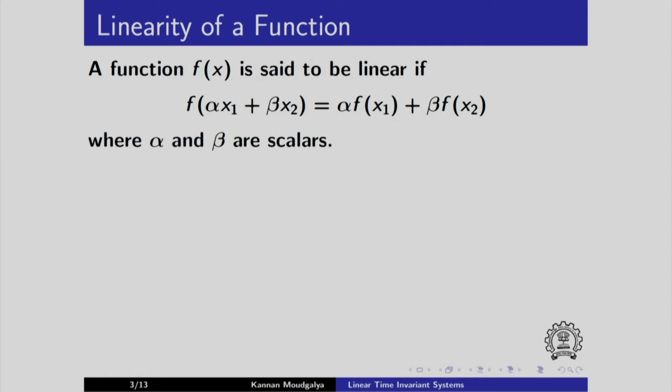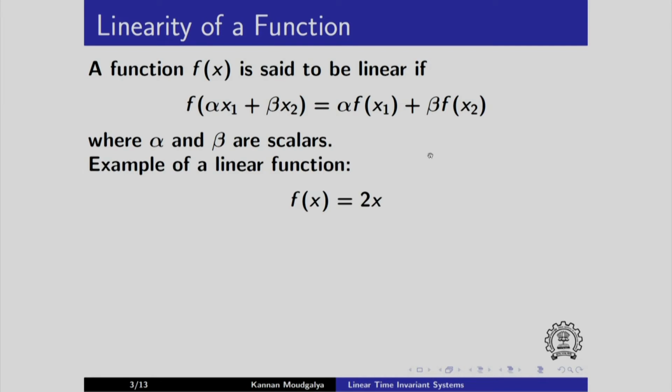Recall the standard definition. A function f is said to be linear if f of alpha x1 plus beta x2 equals alpha of f of x1, the same alpha should come here, and the same beta should come here. Alpha and beta are arbitrary scalars. Here is the example of a linear function: f of x is equal to 2x. This is non-linear: sin x.